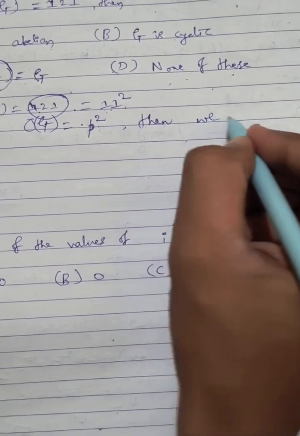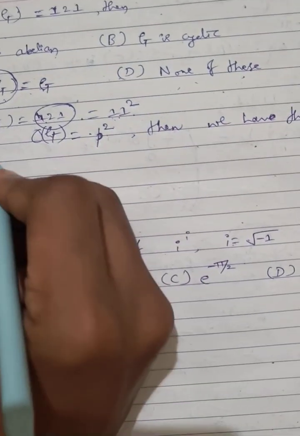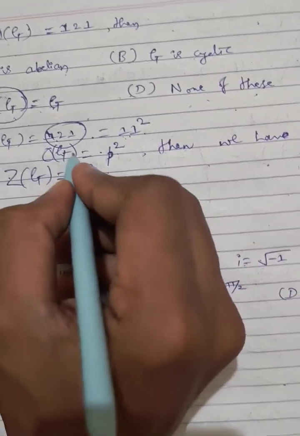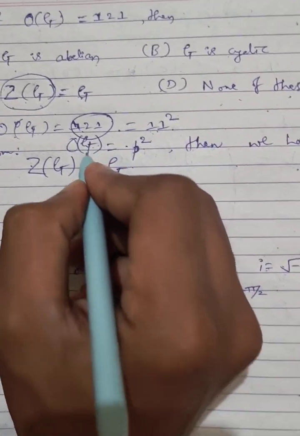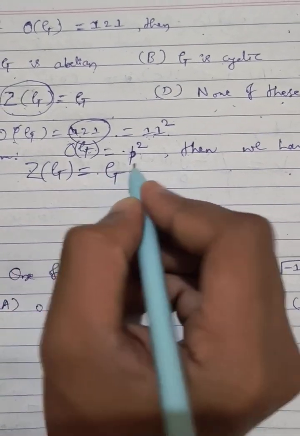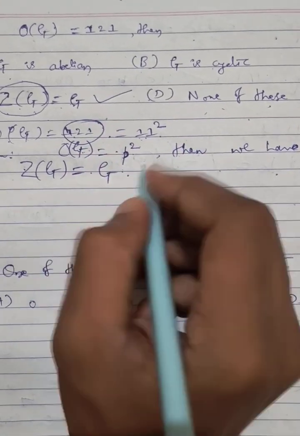we have that the center of G equals G only. That means if you find the center of this group, it becomes G itself. Is it clear, students? So therefore this option is correct here. This question is directly based on this theorem. Is it clear, students? Okay.